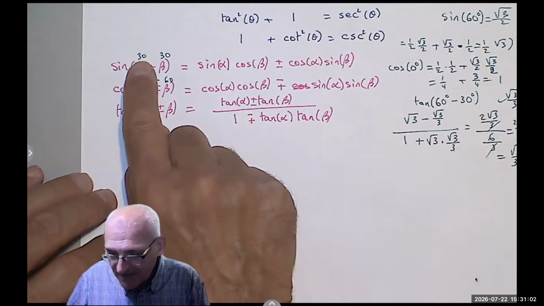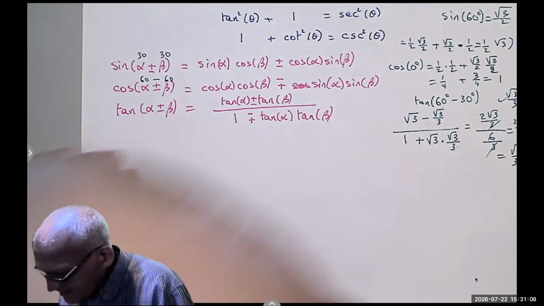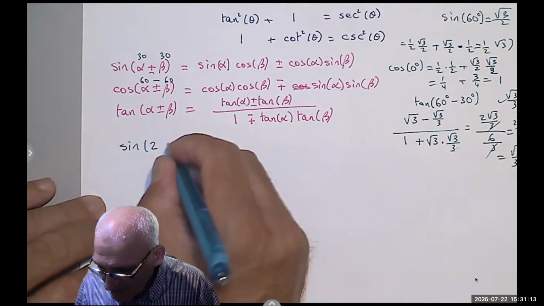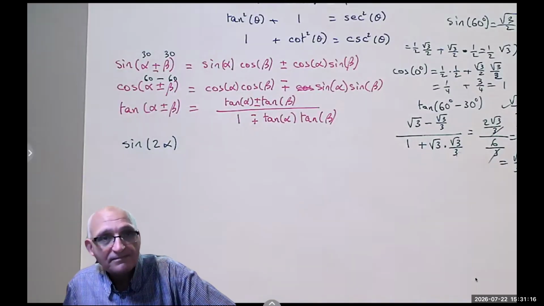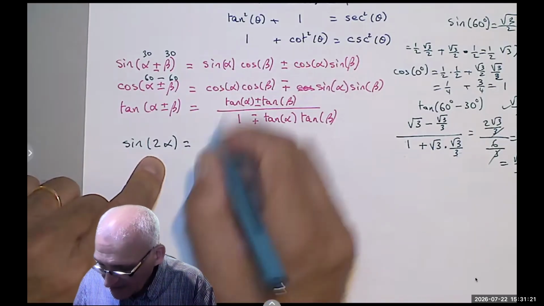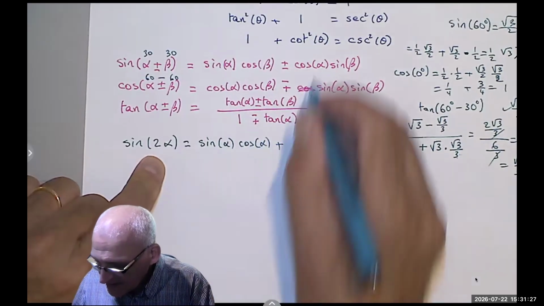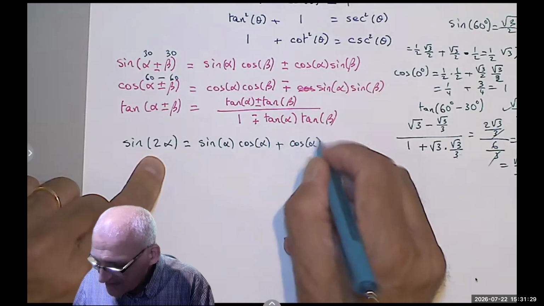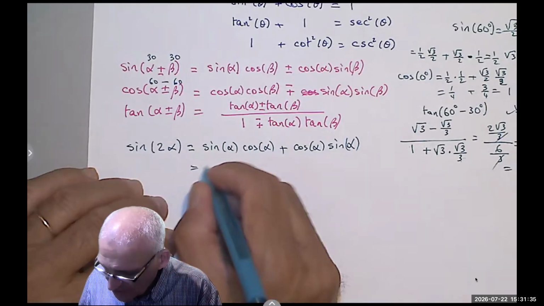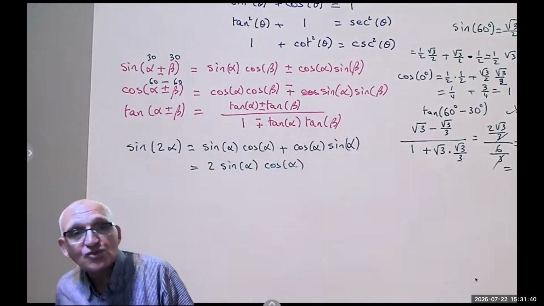Then remember, I used 30 and 30 and 60 and 60, which means I can write another set of equations for the double angle formula, twice alpha. I can think of that as alpha plus alpha, right? So it would be sine alpha cosine alpha plus cosine alpha sine alpha. It's the same quantity twice. So it's 2 sine alpha cosine alpha. That's the first rule for the double.